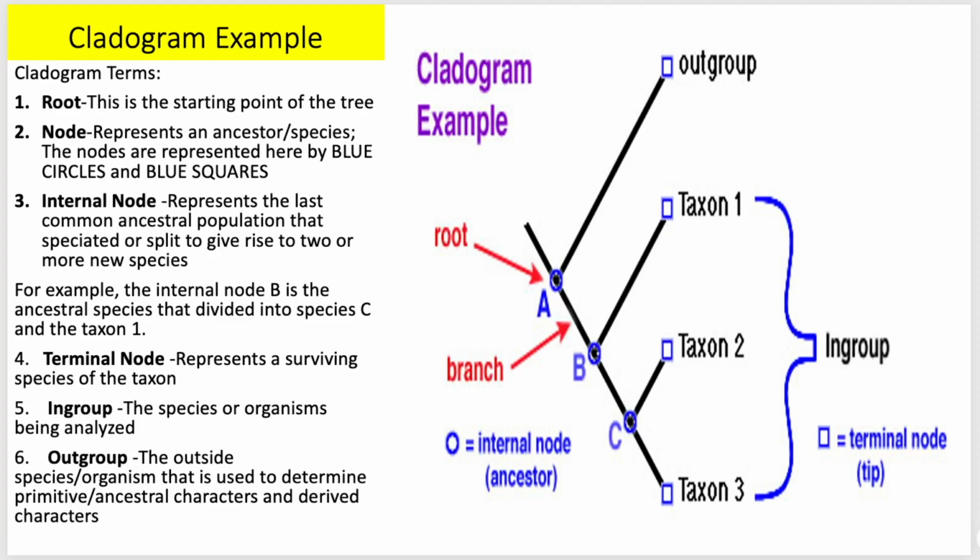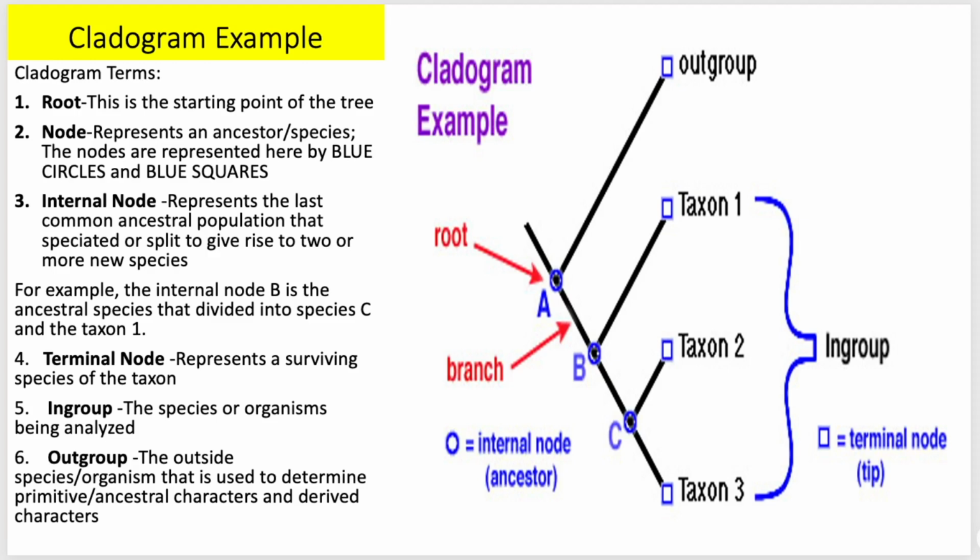So the root of a cladogram is the starting point of the tree. A node would represent an ancestor species. In this diagram, nodes are represented by blue circles and blue squares coming off of the cladogram. An internal node would be the last common ancestral population that speciated or split to give rise to two or more new species. A terminal node represents a surviving species of the taxon.